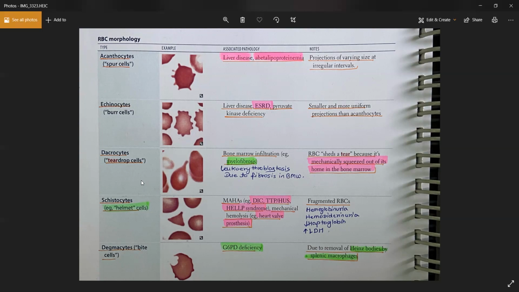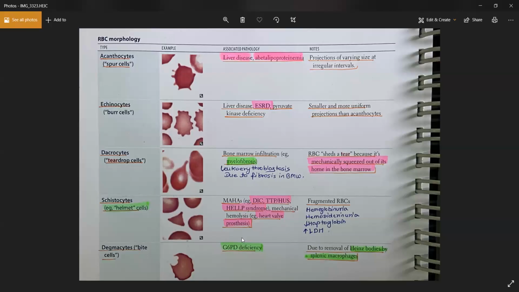Then you have the teardrop cells, also known as the dacrocytes. Whenever you have a bone marrow fibrosis and these RBCs have to be squeezed out of the bone marrow, right? They will form this teardrop type of cells. So they are seen in myelofibrosis. Whenever you have a bone marrow infiltration and these RBCs will be squeezed out of the bone marrow, right?